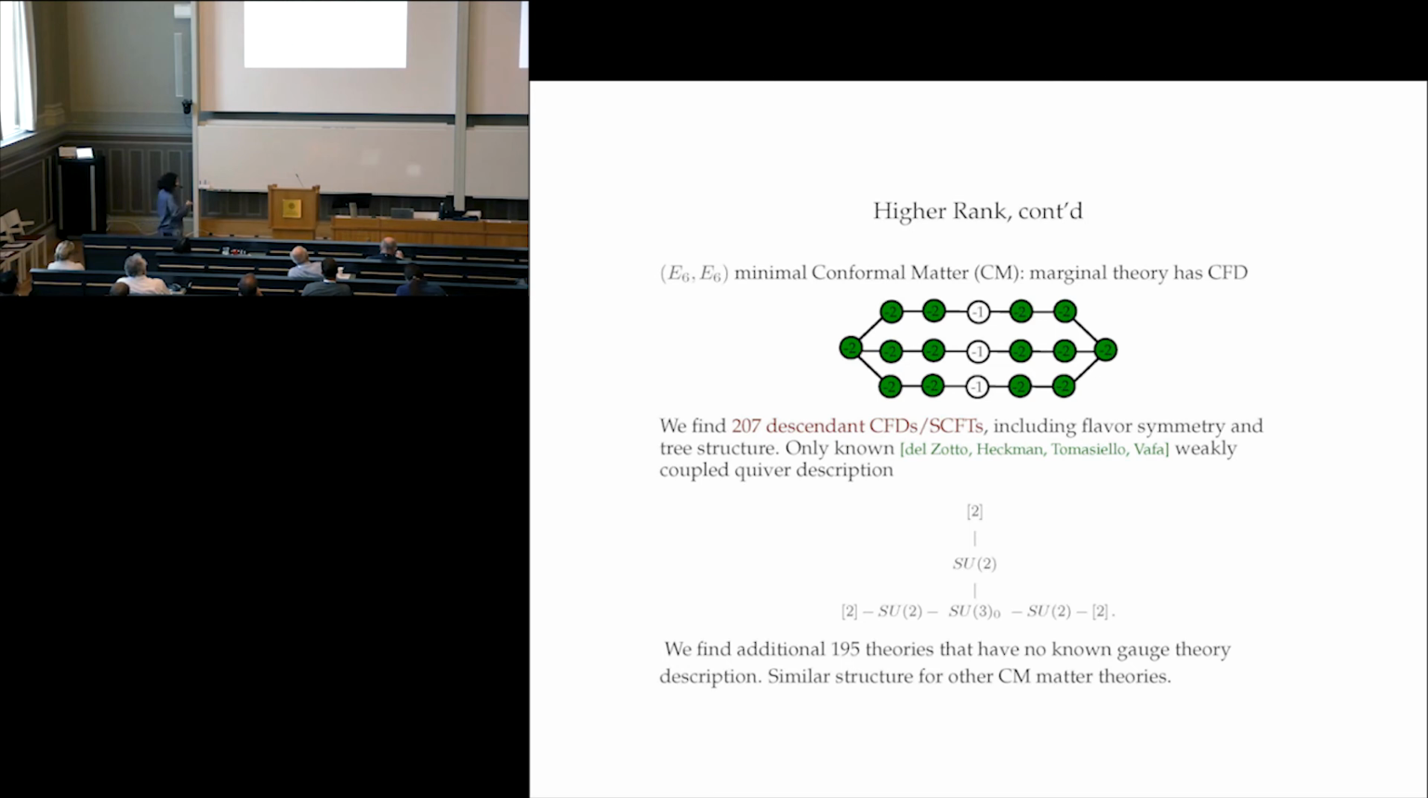And clearly some of these won't have a nice gauge description. They'll be just strongly coupled theories. But it will be very interesting to see whether there's some alternative gauge theory or quiver description for such theories. Okay, and of course we can extend this to any other conformal matter theory. So you can collide E_n with E_k and do a similar process. And so using these rules that I outlined to you, we generate these descendant CFTs.